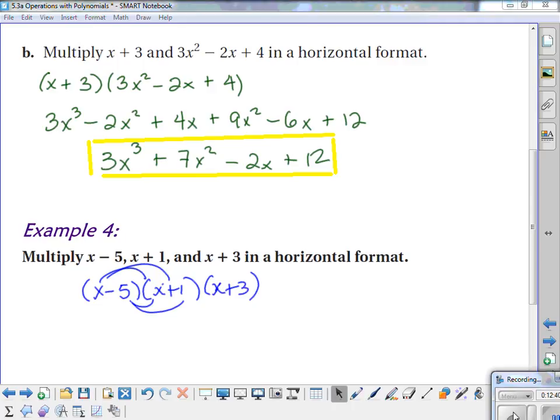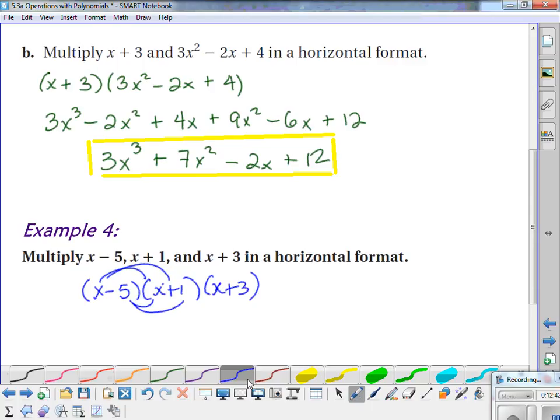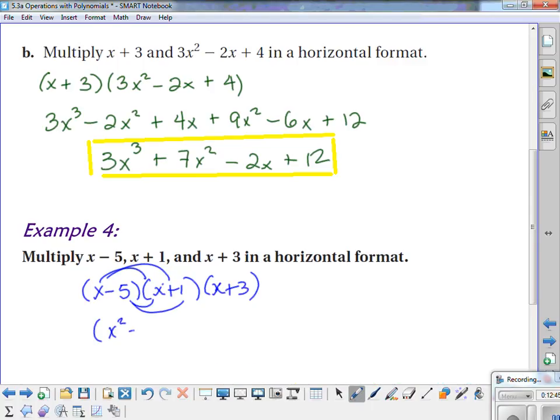Okay, so what did we get when we multiplied those? X squared minus 4x minus 5. Okay, and that still has to be multiplied times x plus 3. So now I'll let you finish it off. Go ahead and multiply those two together and see what you get.